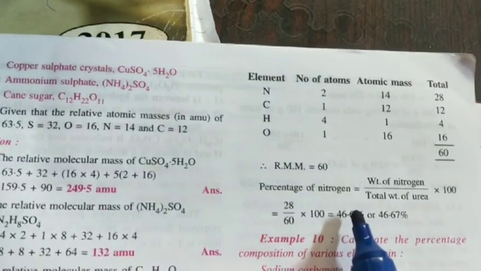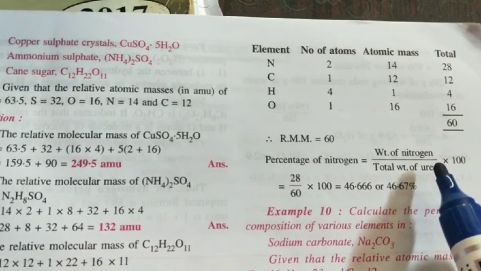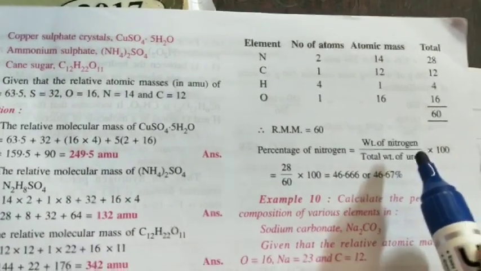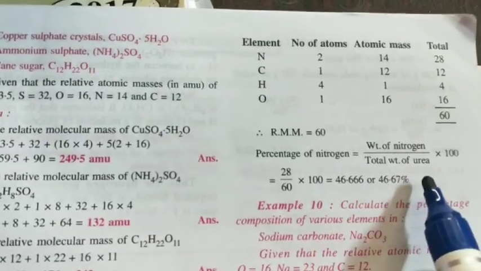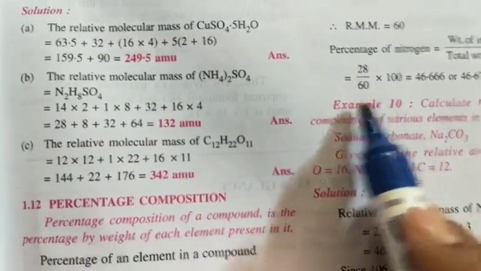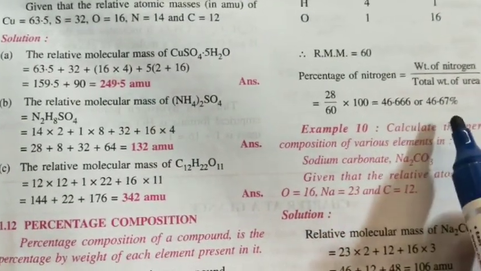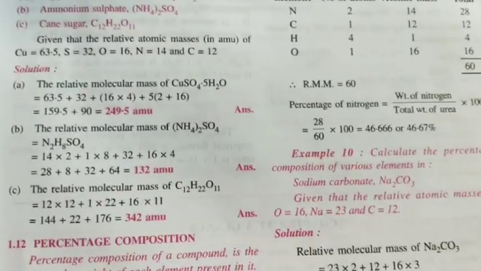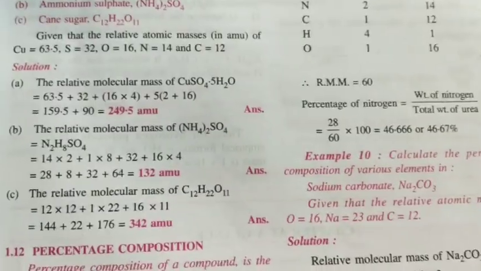Percentage of nitrogen is, according to the formula, weight of nitrogen over total weight of urea into 100. In these questions you find the percentage of nitrogen, so you write the weight of nitrogen above. The weight of nitrogen is 28. 28 divided by 60 into 100, we get 46.66, that is 46.67%. In this way we find the percentage composition of urea, and we calculate for different compounds in this way.